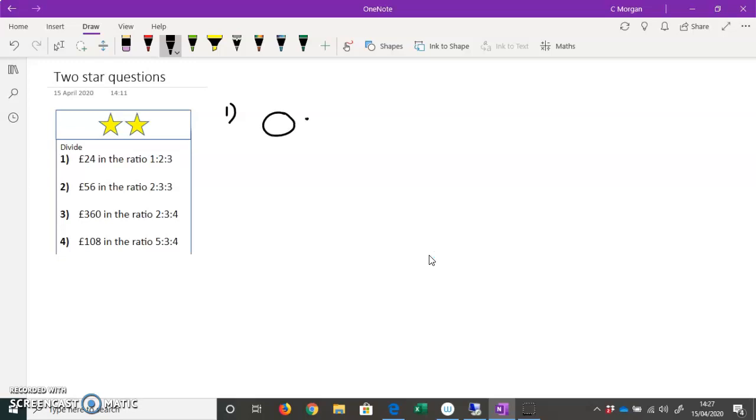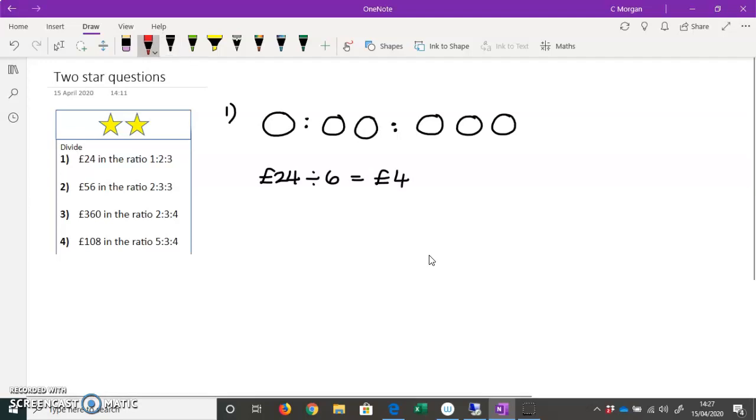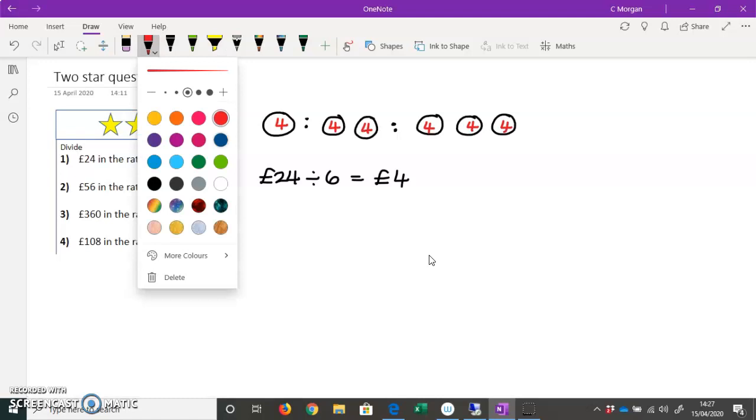Now don't worry so much that there's 3 lots of sections in this ratio. It's important to know that you've got 1 bubble, 2 bubbles and 3 bubbles, or 1 part, 2 parts and 3 parts. We're going to divide £24 into each of those numbers of parts. 1, 2, 3, 4, 5, 6 parts altogether. So if I divide £24 into 6 parts equally, I get £4 in each bubble.